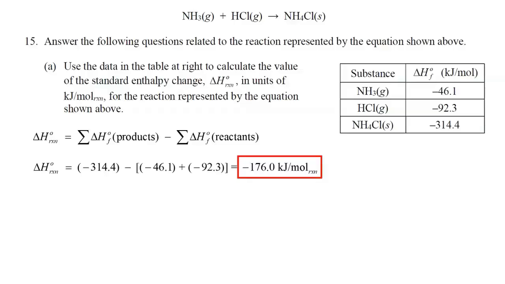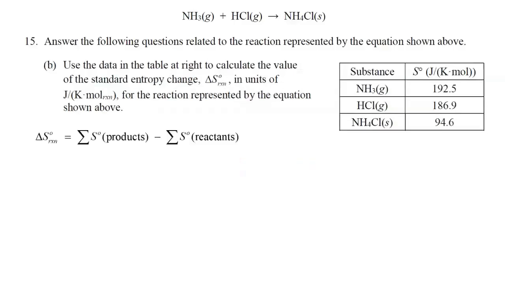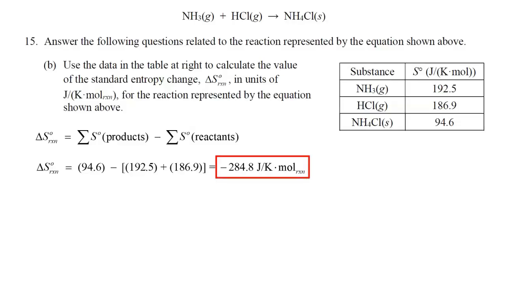Now in part B, let's calculate delta S. Again, using the products minus reactants equation, it's going to be the number for NH4Cl, which is 94.6, minus the numbers for NH3 and HCl, which are 192.5 and 186.9. So when we do that math for products minus reactants, we get a delta S of negative 284.8 joules per Kelvin mole of reaction.